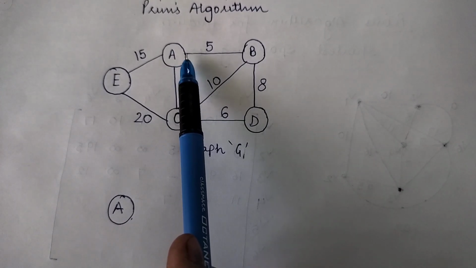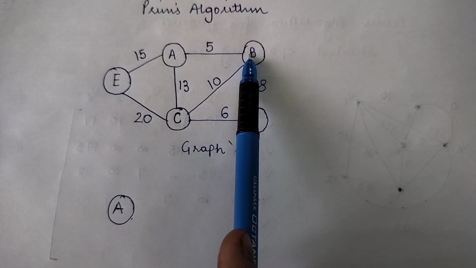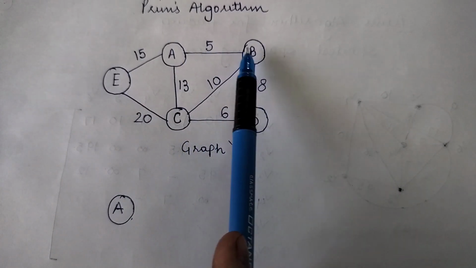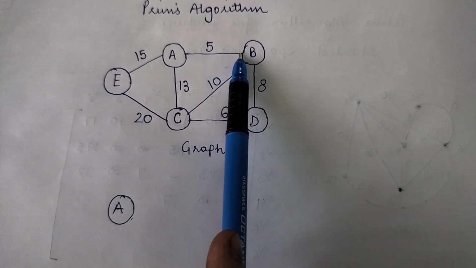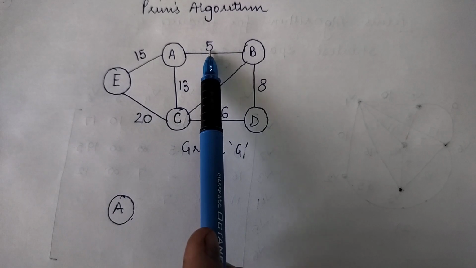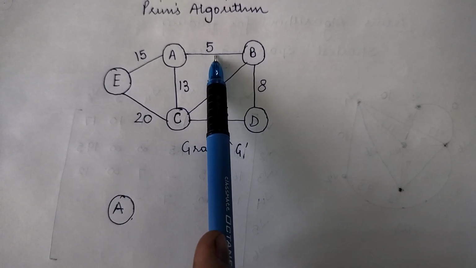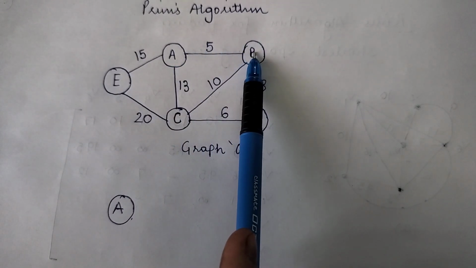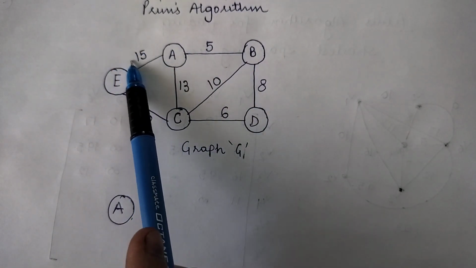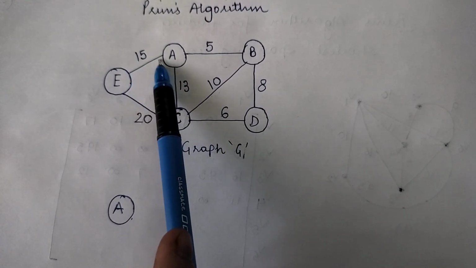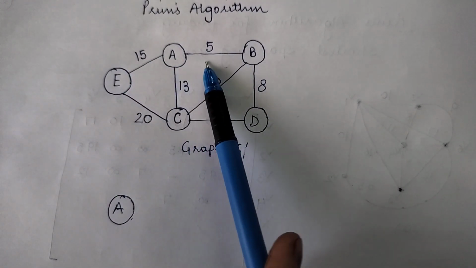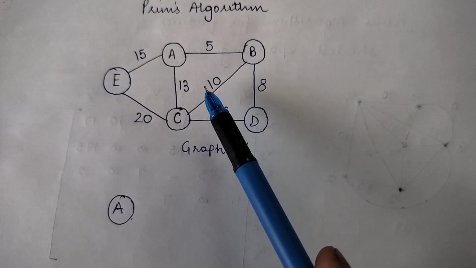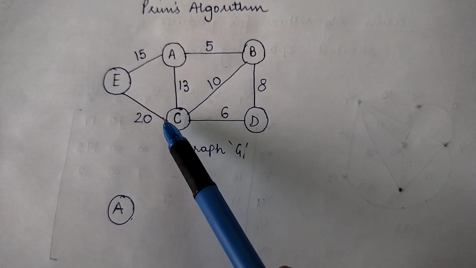The cost of reaching from vertex A to B is 5. See, this real number associated with this edge is its weight, which is 5. And what does it represent? This represents the cost of reaching from this vertex to this vertex. So these are all the weights I'm talking about. 15 is the weight of this particular edge, 5 is the weight of this particular edge, and 10 is the weight of this particular edge, and so on.